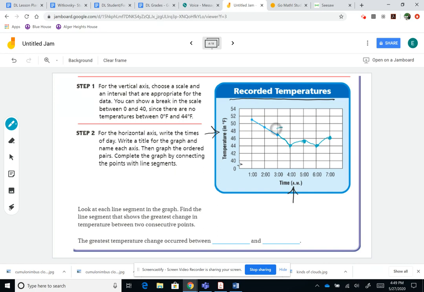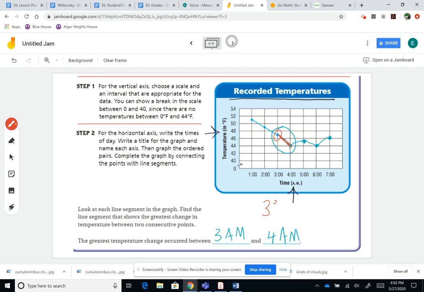1 degree, 1 degree. So the greatest temperature difference happened between 3 and 4 o'clock. Okay, do you see that? Do you see how this has the biggest space right here? It declines the most. It started at 3 o'clock, it was 47 degrees. And at 4 o'clock, it was 44 degrees. So that's a difference of 3 degrees. Everything else was either 2 degrees or 1 degree.